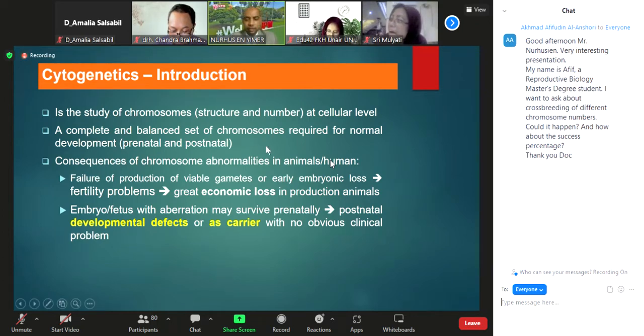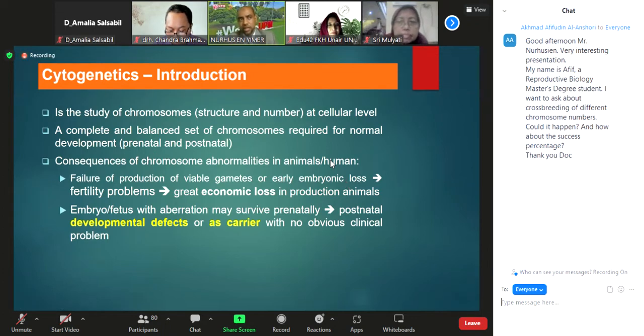So generally, we need to have a very complete and balanced set of chromosomes required for a normal development of an individual before born or also after birth, meaning prenatal as well as postnatal. But if there is something wrong with this complete and balanced set of chromosomes, then it leads to chromosomal errors, leading to problems like consequences, which can be related to the reproductive performance or fertility due to failure of production of viable gametes or due to early embryonic loss.